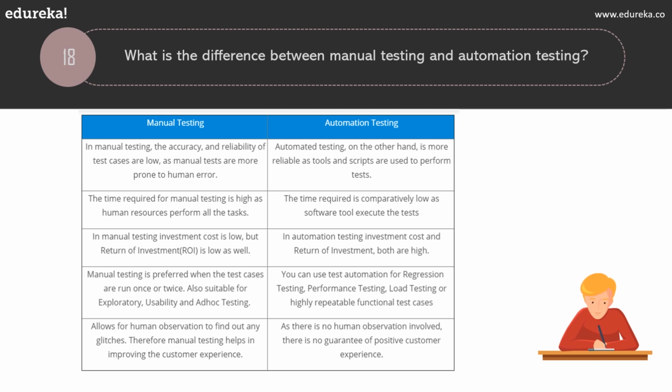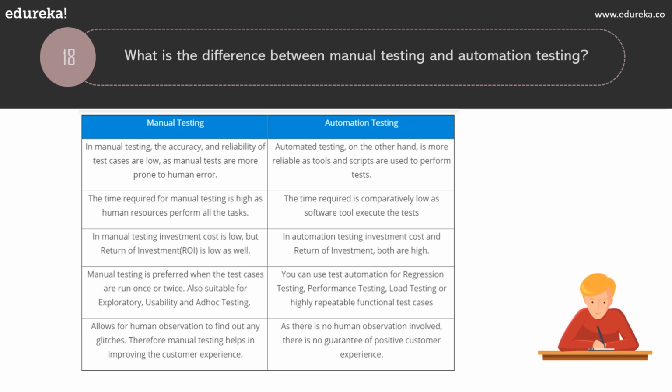Manual testing is performed when you have test cases that need to be run only once or twice, and also when you have test cases suitable for exploratory testing, usability testing, or ad hoc testing. You can use automation for performing regression testing, performance testing, load testing, or when you have cases that need to be tested multiple times. Now, one best thing about manual testing is that it allows for human observation to find out if there are any glitches. And that's why manual testing helps in improving the customer experience. When it comes to automation testing, there's no human observation involved, and that is why it doesn't guarantee the positive customer experience that manual testing guarantees.